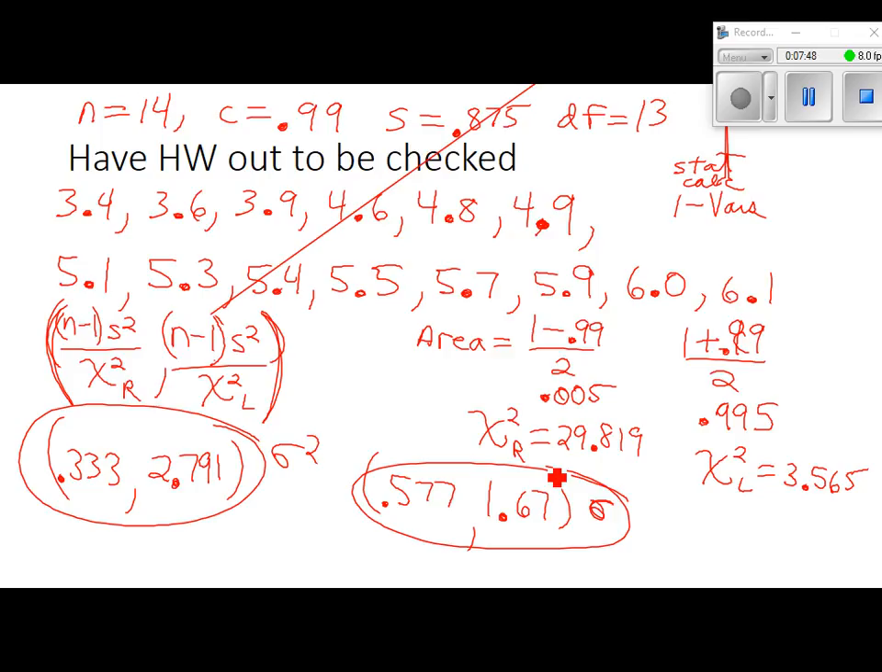Would you want us to put both answers on the test or just the standard deviation? It will tell you. I think one of the problems on the test says find both intervals. So just make sure you read the problem carefully. It's not like it's a real long test, because if one problem takes this much, there's only 15 problems or so on the test. Other questions?